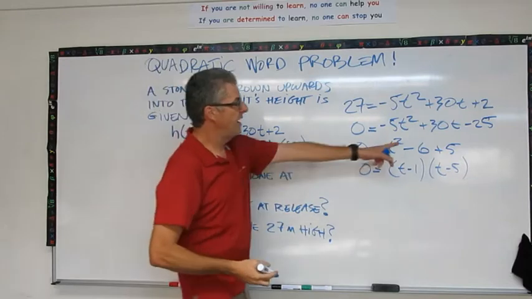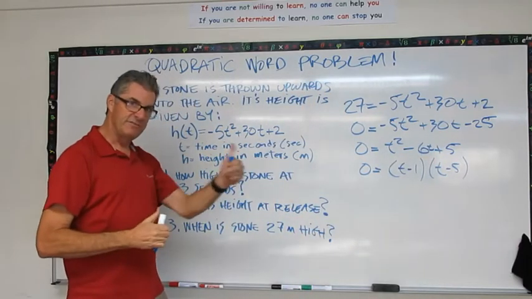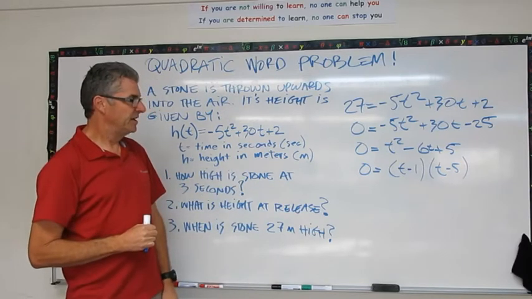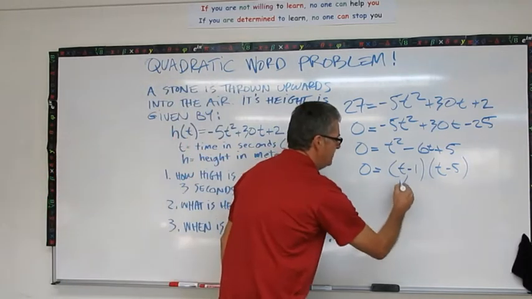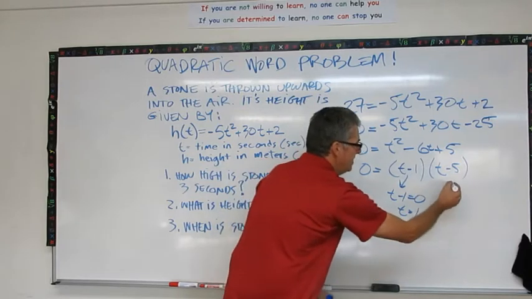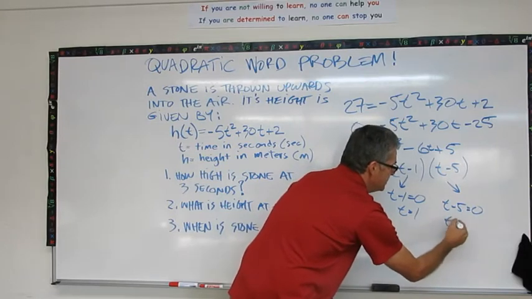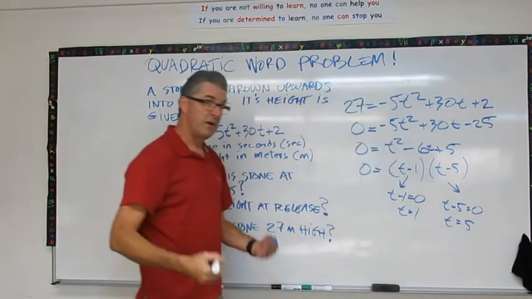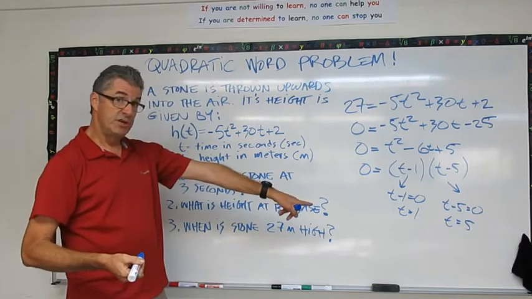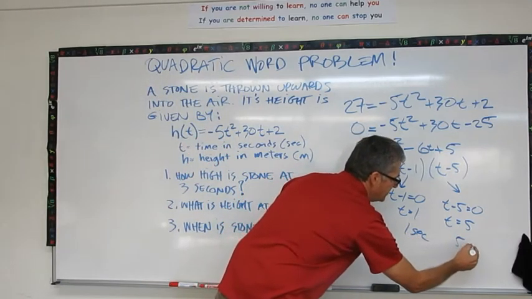So that's going to, oh, I forgot my t. Maybe you caught that along the way. If you did, sharp eyes. Let's finish this up. This one is t minus 1 equals 0, t equals 1. And this one is t minus 5 equals 0, or t equals 5. Now we're not quite done. There's units with these also. This is 1 second, and this is 5 seconds.